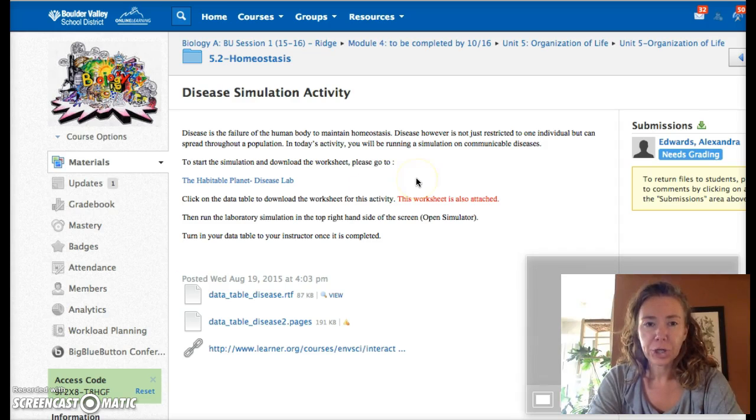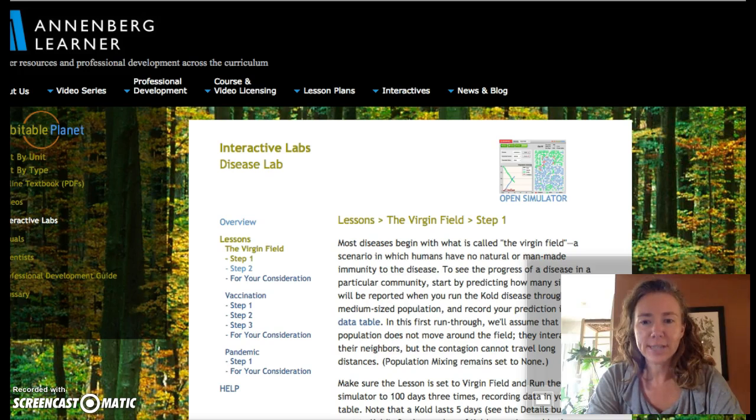For this particular simulation, we're going to be looking at the way that certain pathogens affect different populations based on the number of people, the population itself, who is susceptible, who might be immune, as well as how transmittable or communicable the disease is. To do that, we're going to go to this outside website, the Habitable Planet, and it looks like this.